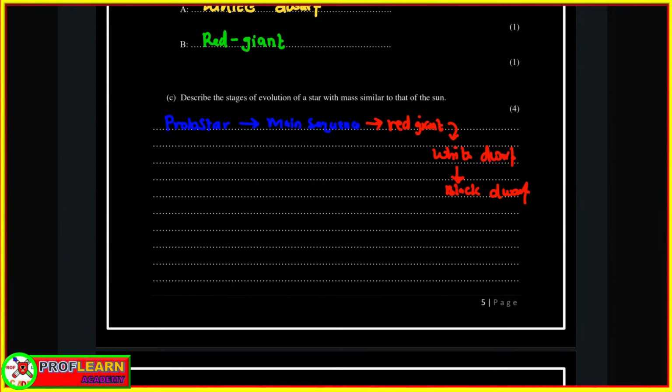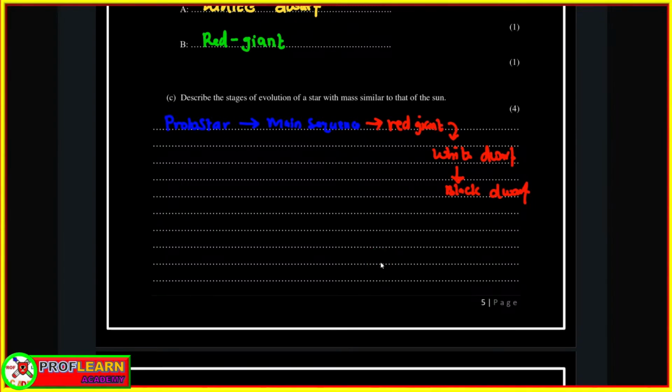the large surface area. From the red giant, the reaction of helium and helium continues until the helium nuclei are used up. Then the star, because it will run out of helium nuclei, will cool down and become a white dwarf. The white dwarf will cool further to become a black dwarf. Now, those are the steps that you need to describe there.